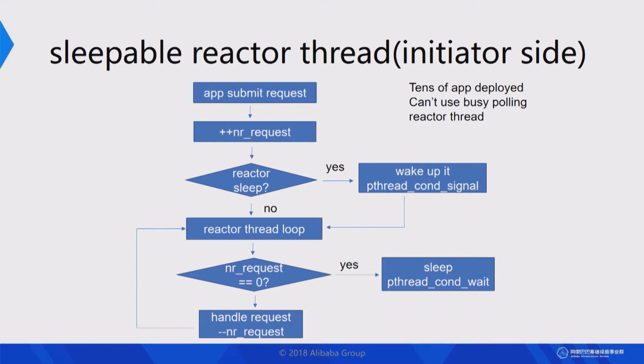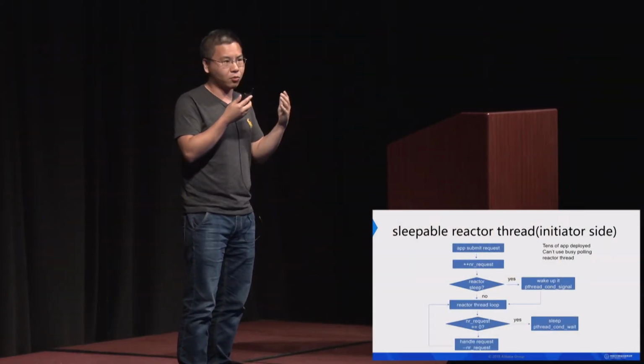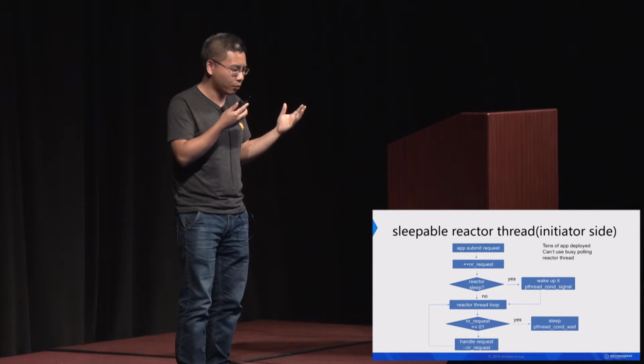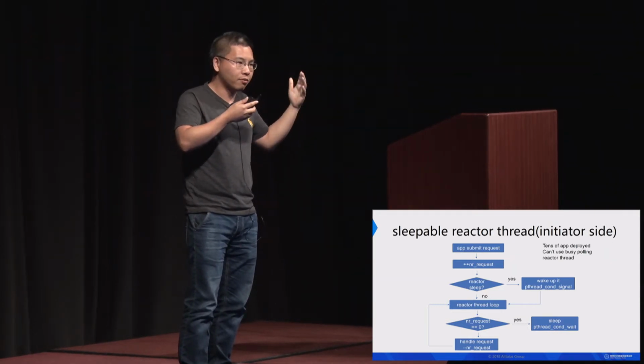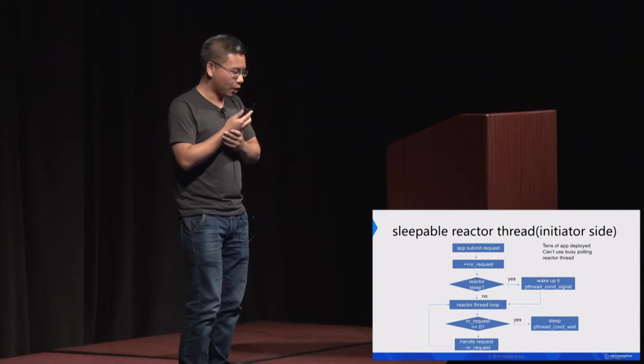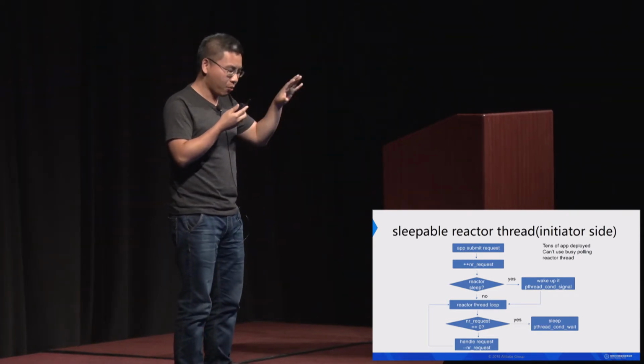So we borrow the code from SPDK, and we did some change. We implement our own sleepable Reactor thread on our application side. So this is the flow. It's very straightforward, actually. The application submits a request, and then we have a counter. We call it NR request to record how many requests are in flight now. Then we go to the main Reactor thread.